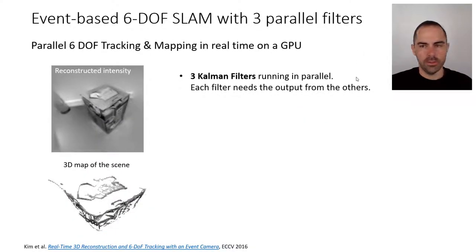Okay, and let's review a couple more works. So this also appeared in 2016. It's called event-based six degrees of freedom SLAM using three parallel filters. And the paper is here at the bottom: real-time 3D reconstruction and 6 degrees of freedom tracking with an event camera, presented at ECCV. And it's the extension of what we've seen before, the paper in 2014, mosaicing and tracking. And here, basically, there are three Kalman filters running in parallel.